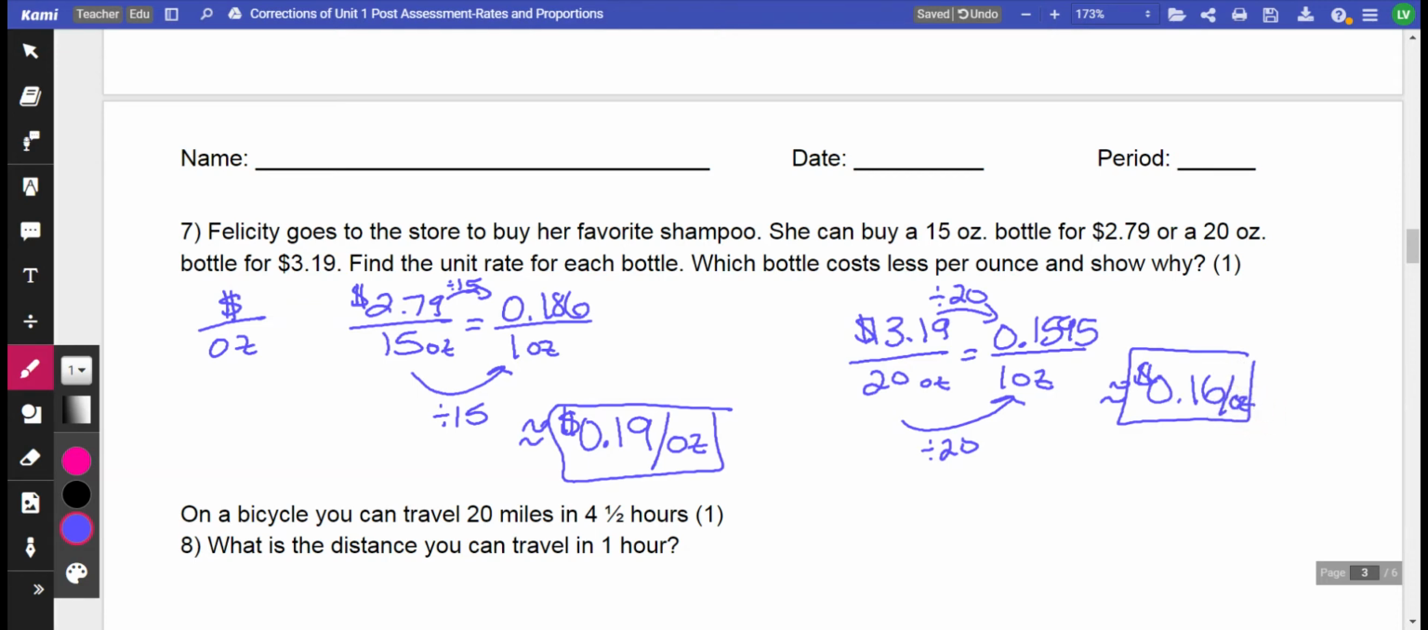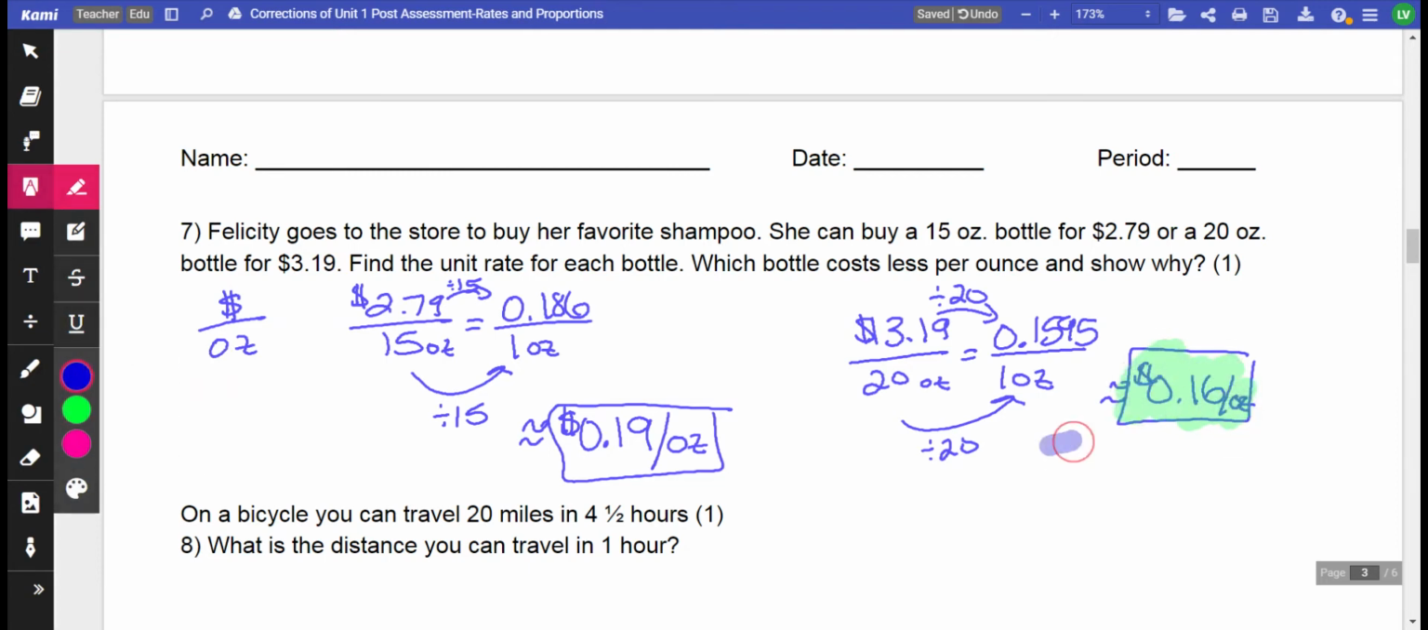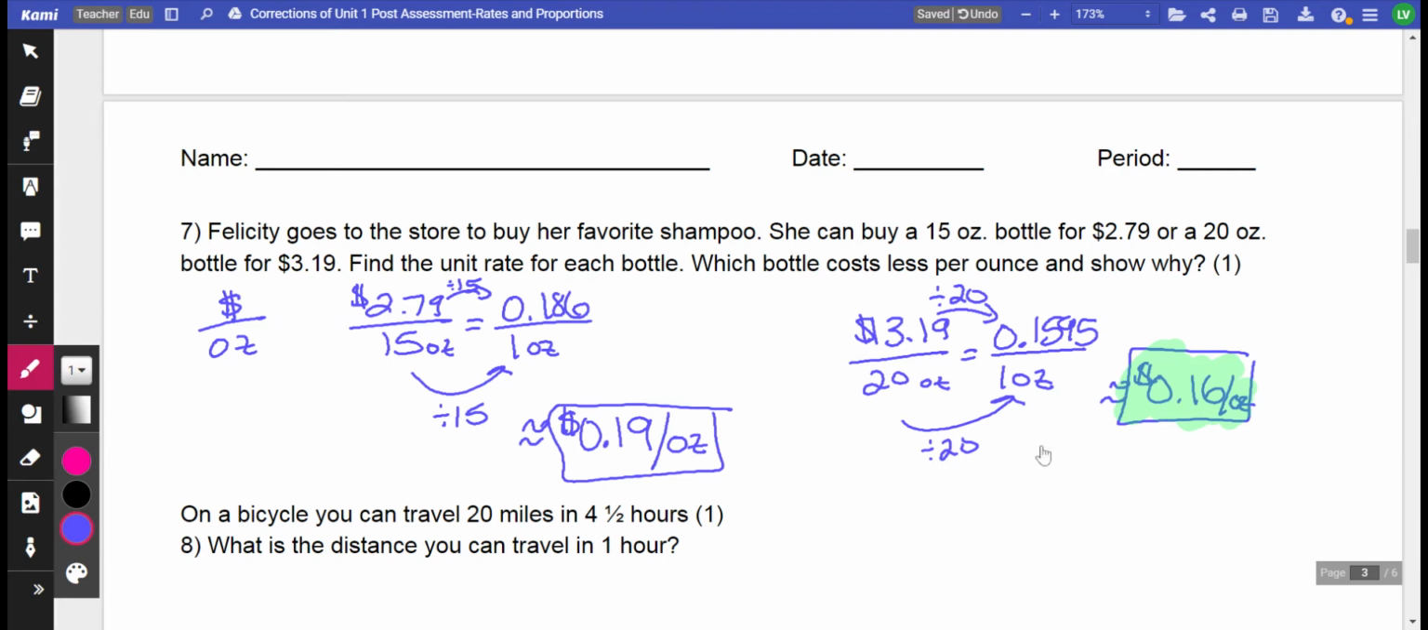So to answer the question, which bottle costs less per ounce and show why? Well, it's going to be the second bottle. Let me rewrite this with a pen. The second bottle, because it is less per ounce.